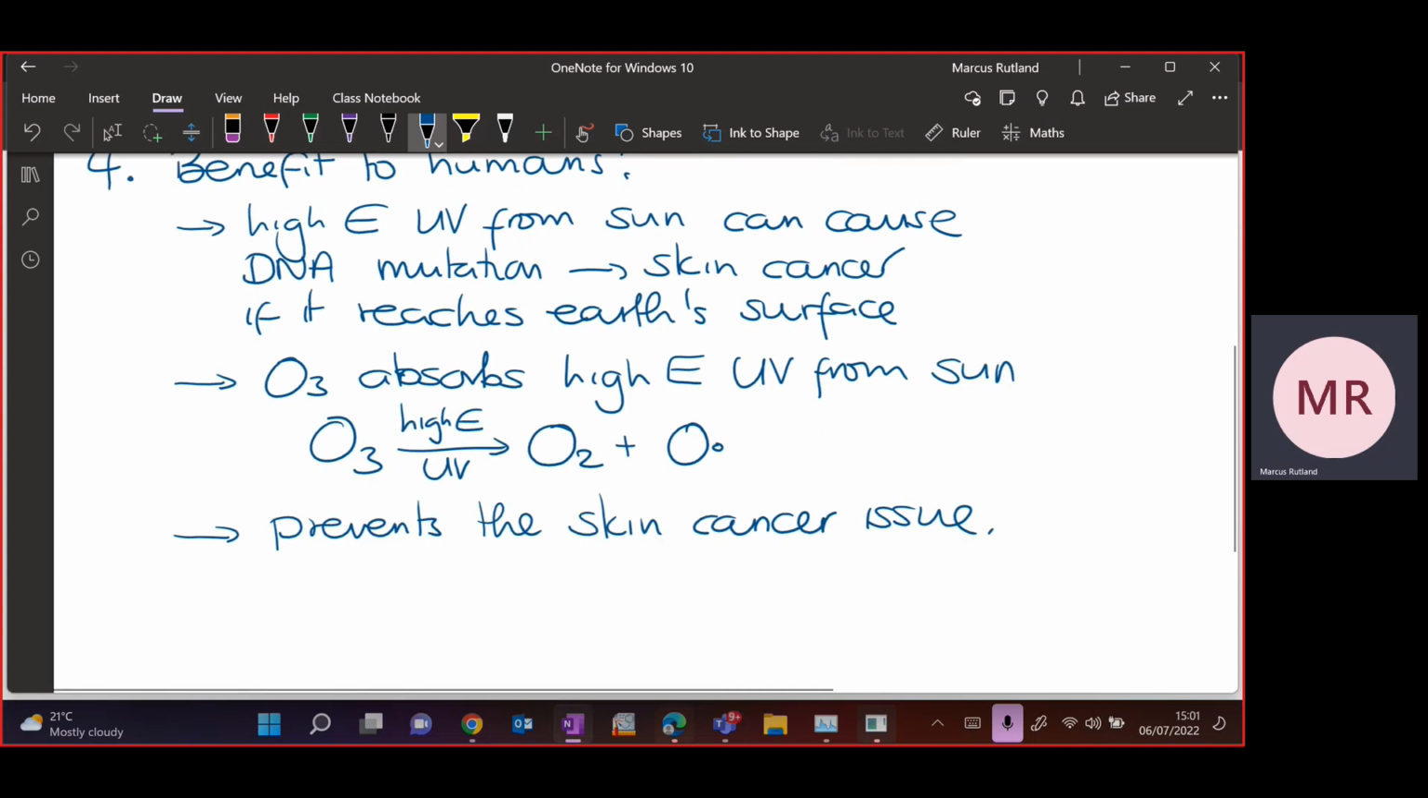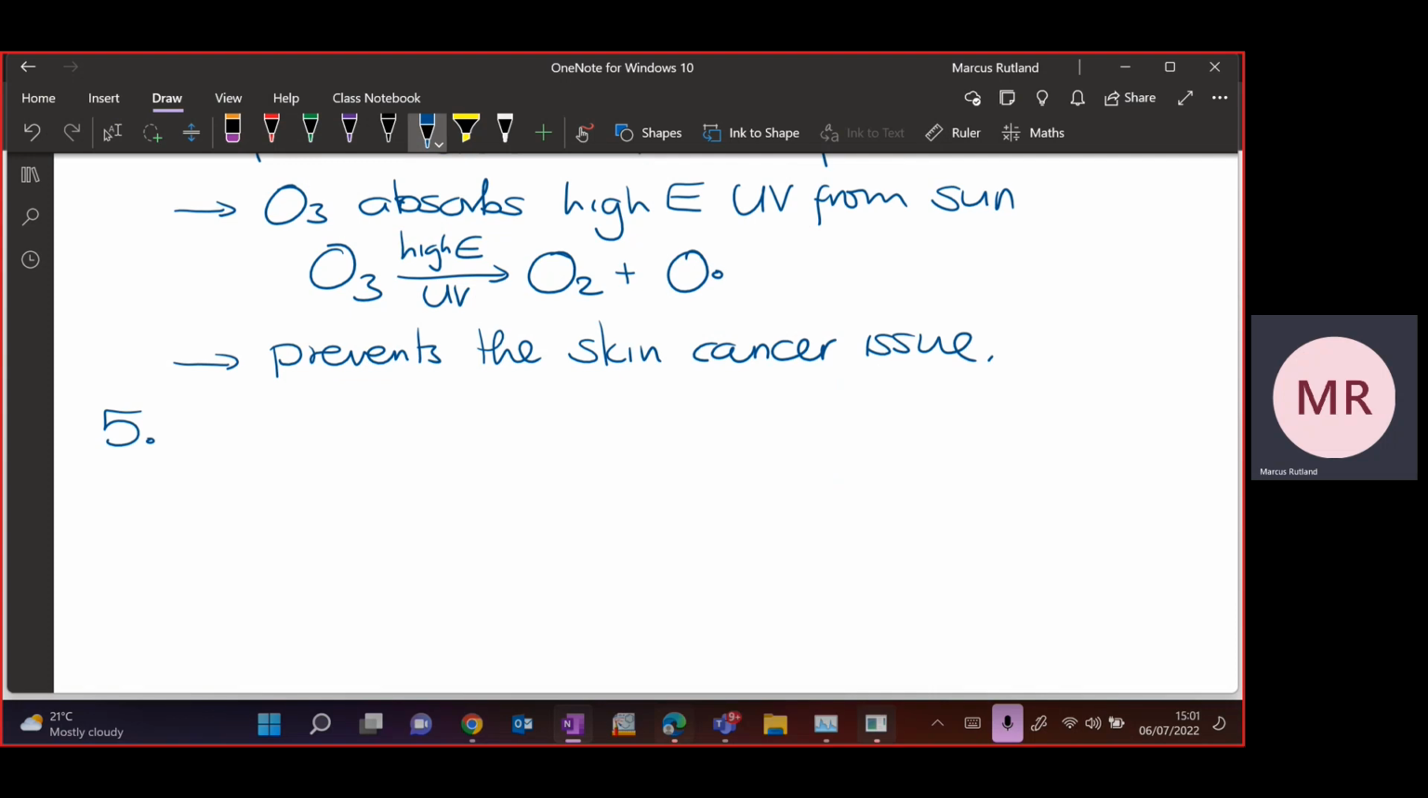Make sure you use the word absorbing. So do not say that ozone blocks the UV or reflects the UV or acts as a shield against the UV. You're a chemist, so use the right terms. It's literally absorbing it. The photons get absorbed, passing on their energy to the electrons and breaking the bonds as a result.